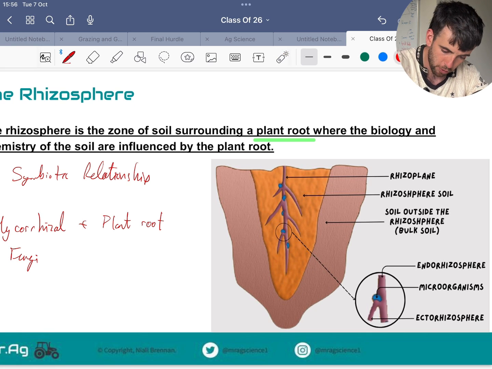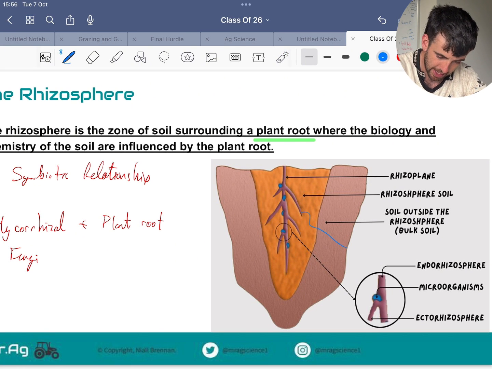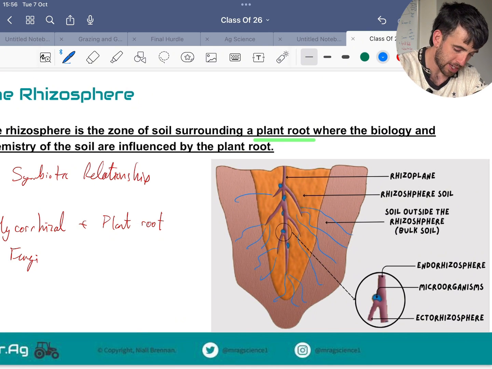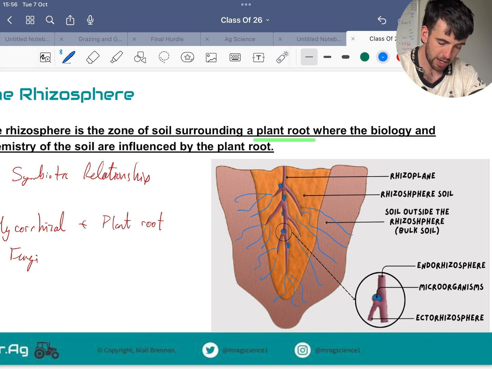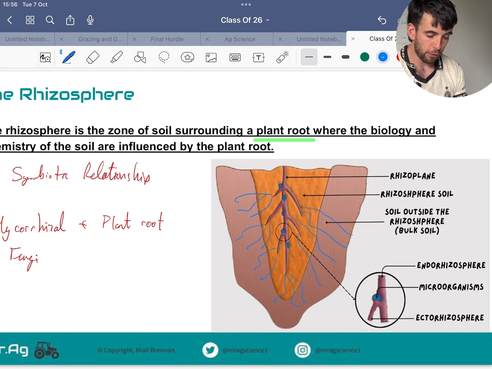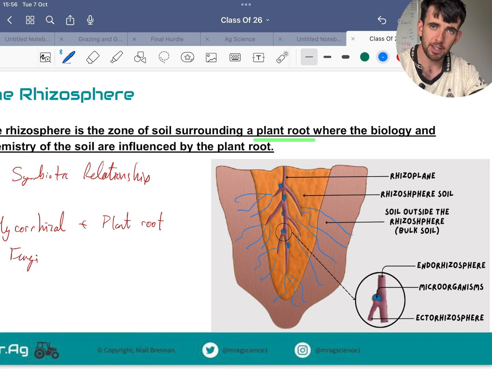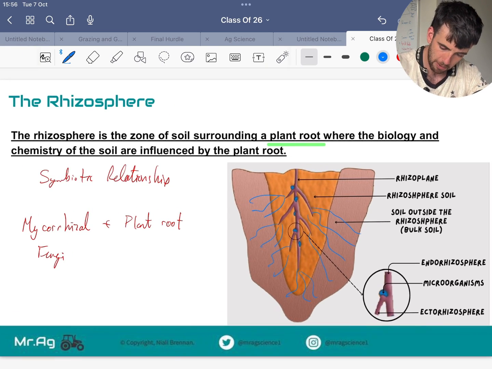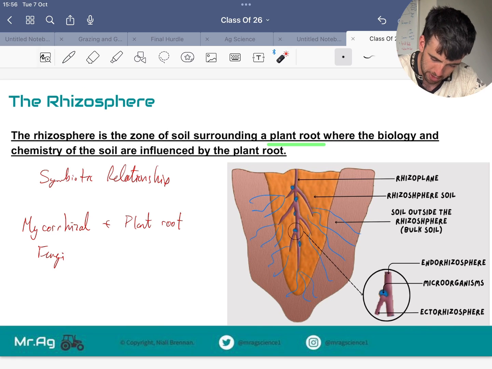What your mycorrhizal fungi is going to do is extend your roots out to access nutrients deeper down within the soil horizons, allowing it to take up more nutrients, allowing for greater water retention, and also for the selective uptake of nutrients, preventing the uptake of heavy metals such as lead. It's also very good for binding the soil together, improving soil structure, and reducing the chances of erosion. Now, let's look at this diagram down here, the difference between our endorhizosphere, our ectorhizosphere, and our rhizoplane.